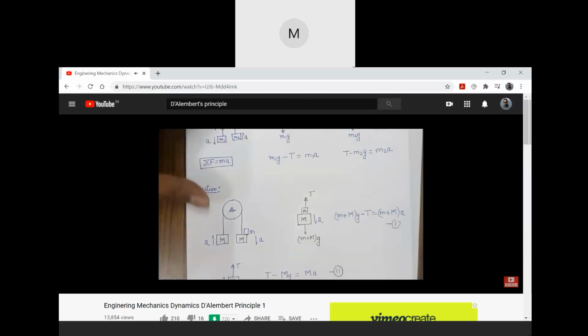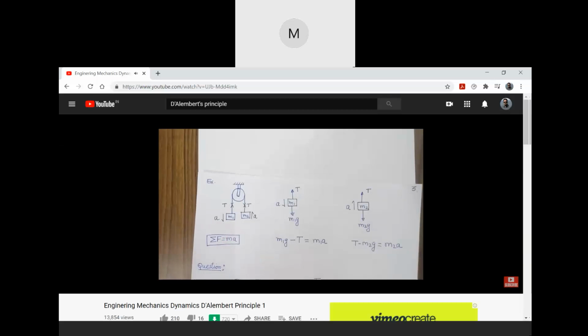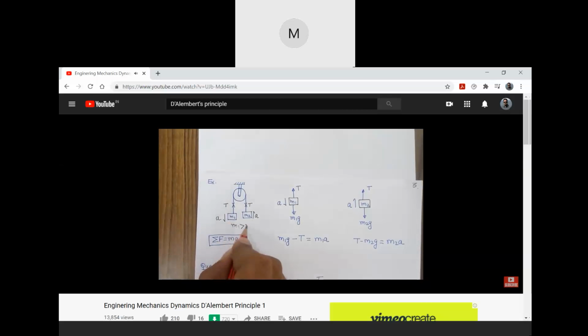Now let's take another problem where we have a pulley, and two masses M1 and M2 are suspended through an inextensible string, and there will be tension T. Because there is no friction in the pulley, the tension on both sides of the pulley will be the same, T and T. Let's assume that the mass M1 is more than M2, so the total system will move, M1 will go in the downward direction and M2 will go in the upward direction, and we have to find the acceleration or tension. So first we will make the free body diagram.